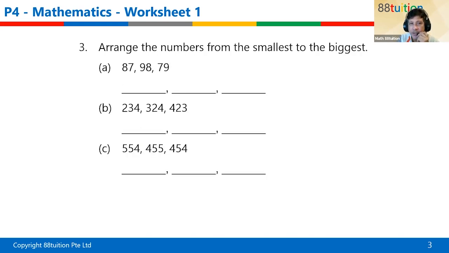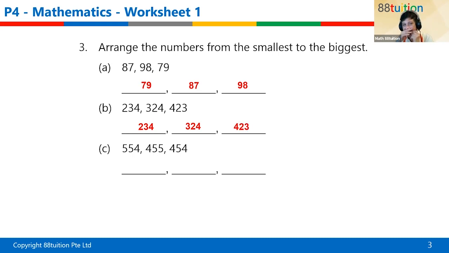Question 3 now involves arranging numbers. So we want to arrange from the smallest to the biggest. Let's look at A. One is 80 plus, one is 90 plus, and one is 70 plus. So 70 plus is the smallest, 79. The next two, 80 plus and 90 plus. So 80 plus is smaller, 87. 98 is the largest. Next, one is 200 plus, one is 300 plus, one is 400 plus. Oh, they have already arranged from the smallest to the biggest. We just need to copy the 3 down in sequence.